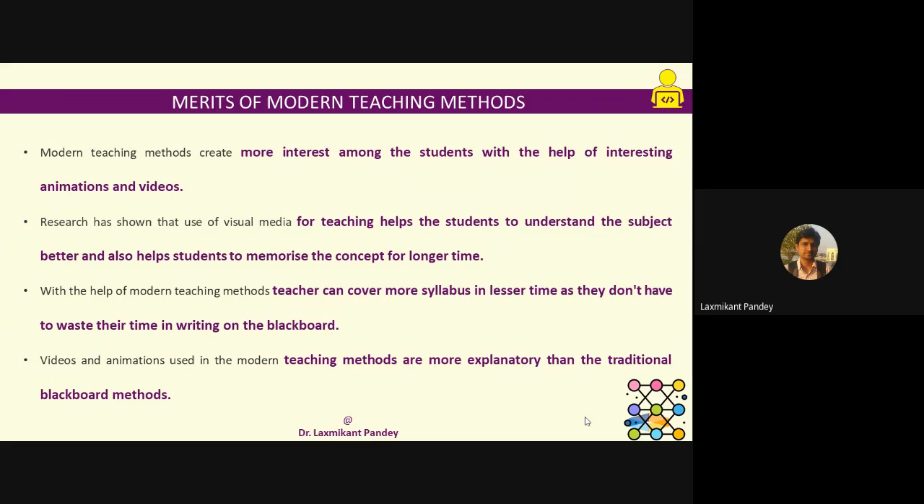If you use a PowerPoint presentation in place of chalk and talk methods, you can cover your syllabus in lesser time compared to the previous methods like the blackboard method. So this is also one of the good advantages of the modern teaching methods. And videos and animation used in modern teaching methods are more explanatory than the traditional blackboard method.